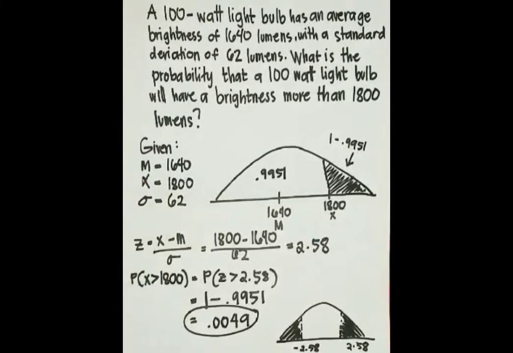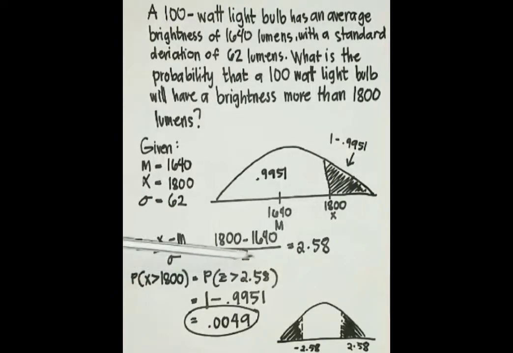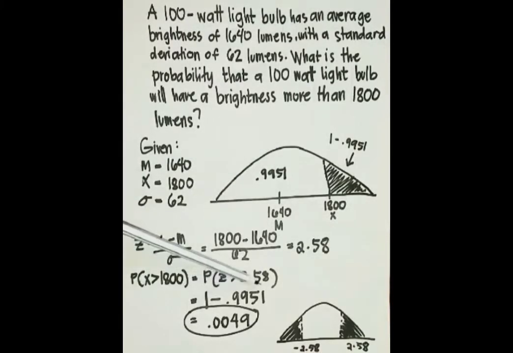So we will find the probability P of x is greater than 1800, equal to P of z is greater than 2.58. We will find the probability of this area. So 1 minus 0.9951 is equal to 0.0049. So 0.0049 is the probability of this area.